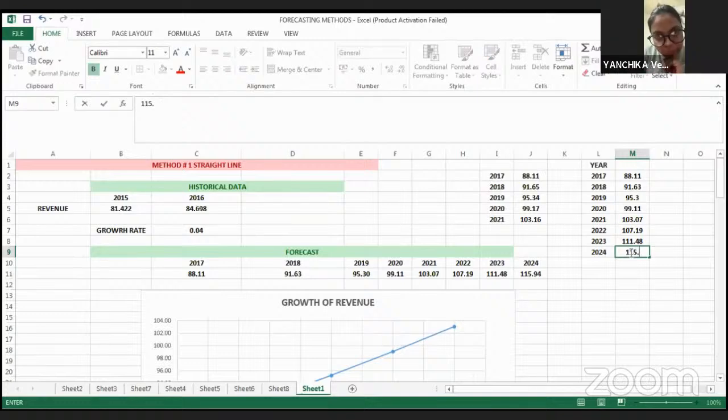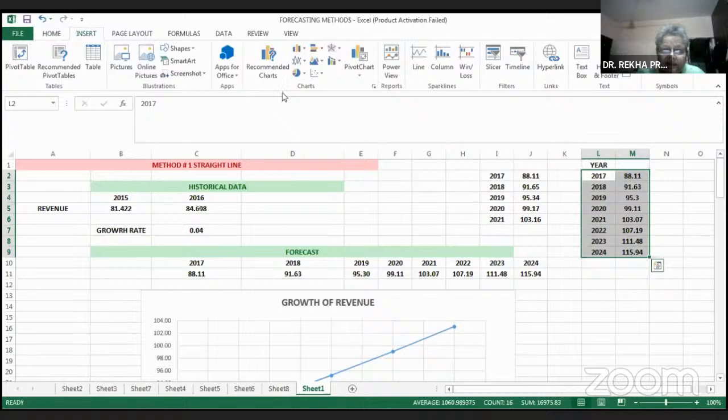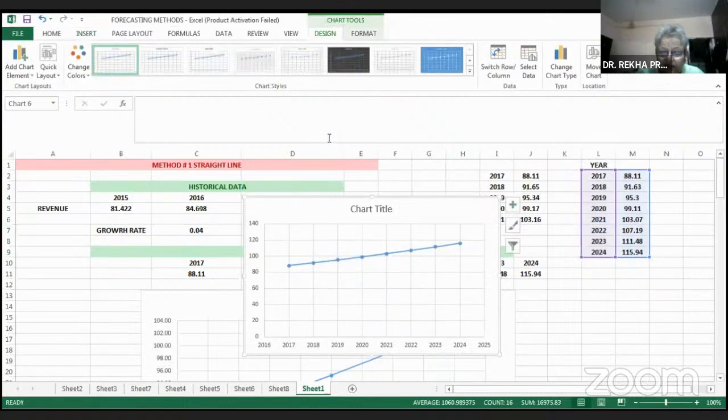Nine four. 105.94. So this is my data. Accordingly, I'll insert a graph. This scatter diagram will, see, now you have got the graph.